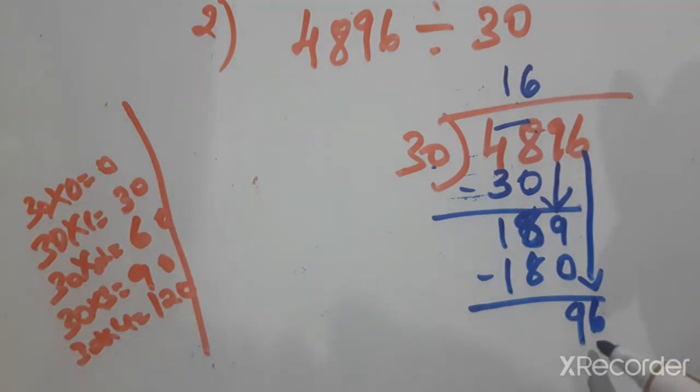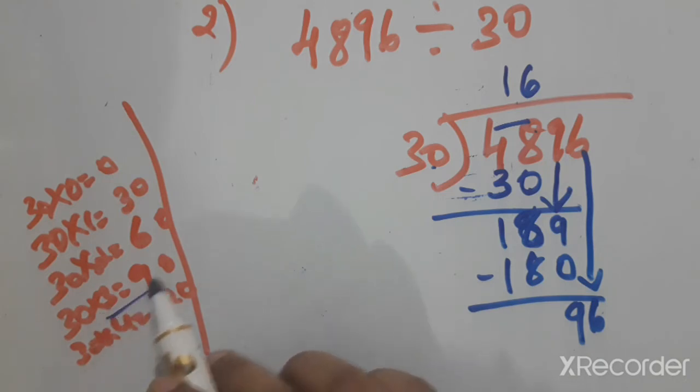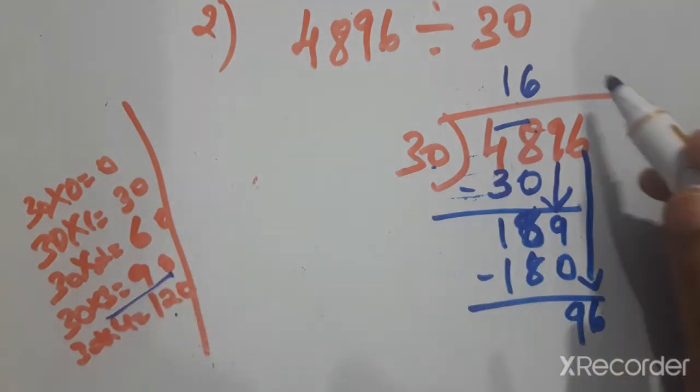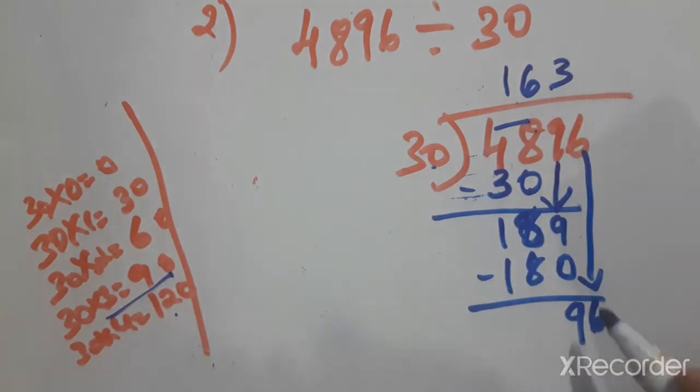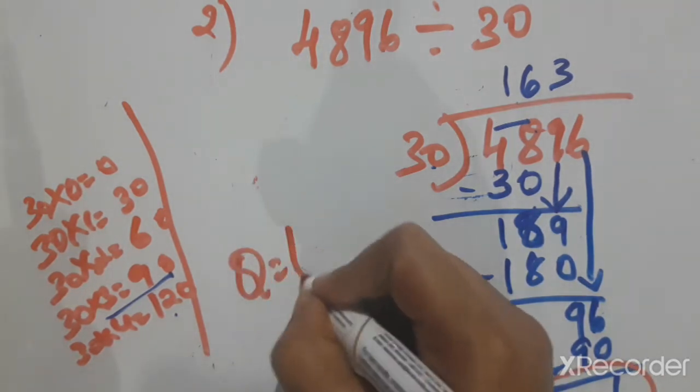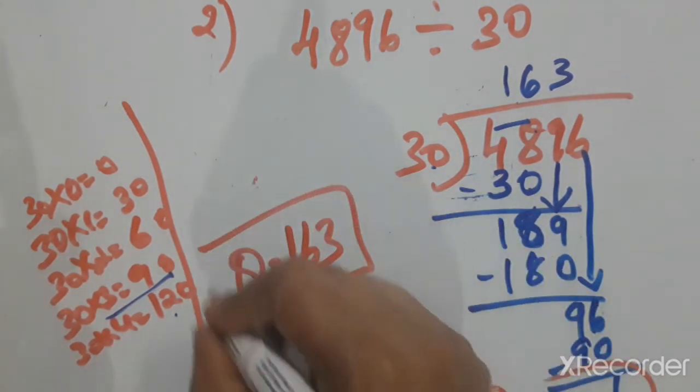30 how much are nearer to 96? 30 4s are 120. So which is nearer? 30 3s are 90. The remainder is 6. So this is the remainder 6 and the quotient is 163.